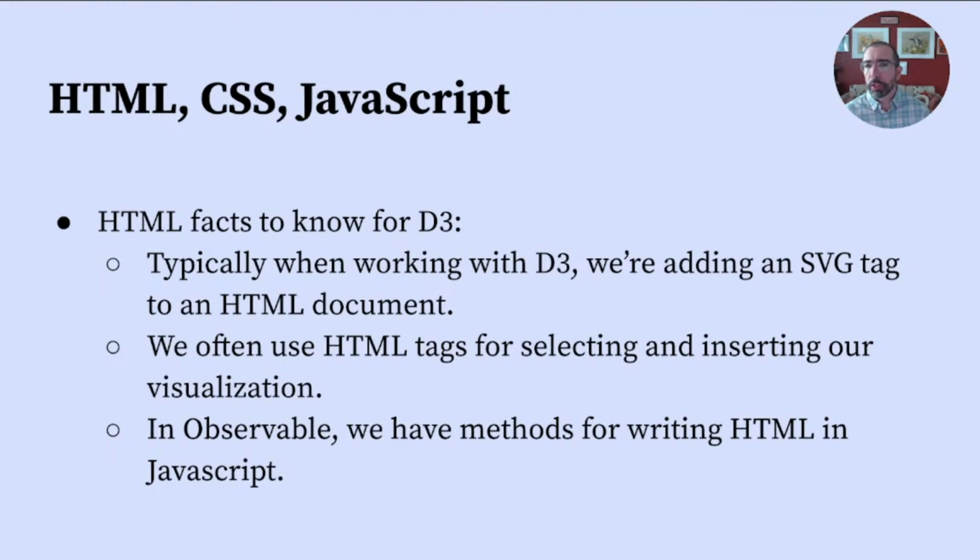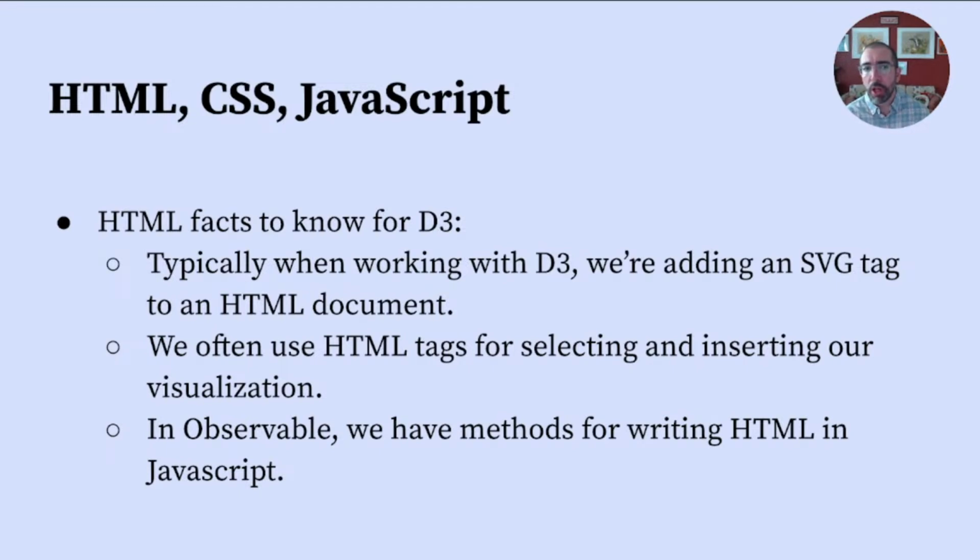So when working with HTML with D3, we're often going to be using the SVG tag for working with SVG in HTML. In this course we're going to be talking exclusively about D3 visualizations with SVG. There are other ways you can build D3 visualizations that don't involve SVG, but we will not be covering that in this course because that's a more advanced topic and a fairly different way of writing D3. We often use HTML tags for selecting and inserting our visualizations. So we might start off by selecting a div tag and inserting an SVG into that tag. So we're controlling the DOM, the HTML code, here.